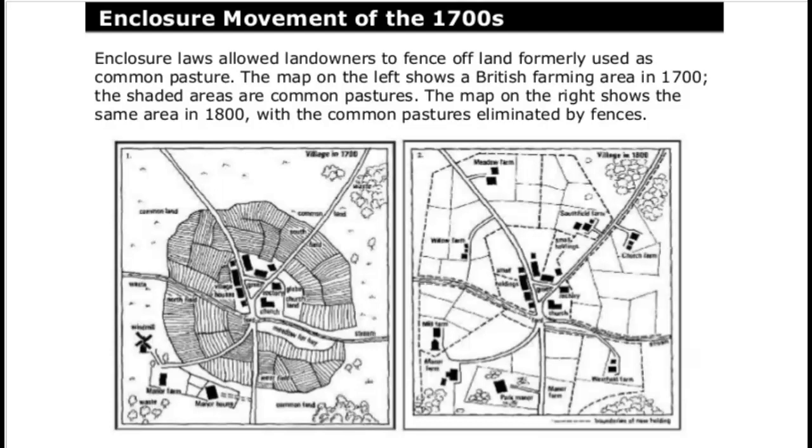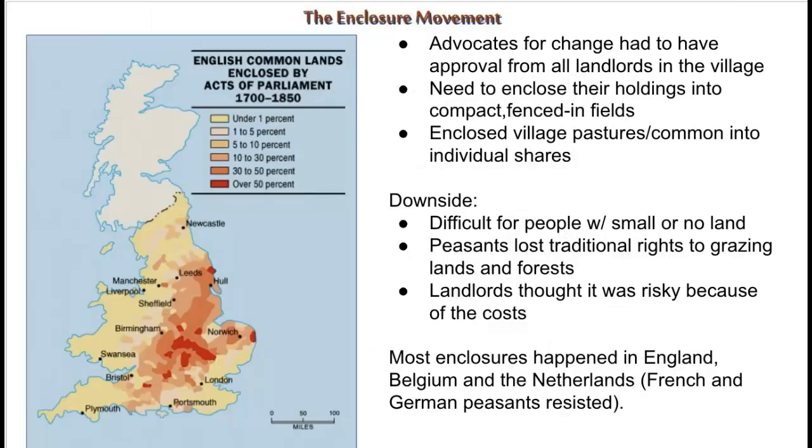So the map on the left is farming with common areas. And then the map on the right shows farming in the same area, right, with enclosures. And you can see where the fences are drawn in. And the enclosure movement, advocates for change had to have approval from all landlords in the village. So, in order to build these fences, everybody had to agree on it. The need to enclose their holdings into compact fenced-in fields was sort of the motivation behind it. And everyone sort of got their individual share, right?